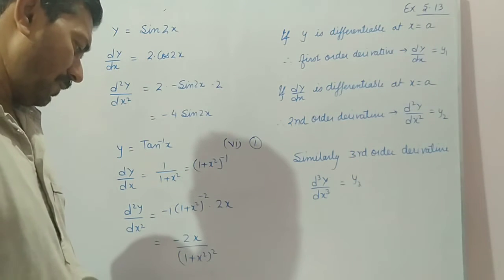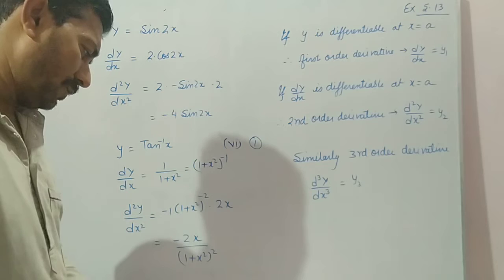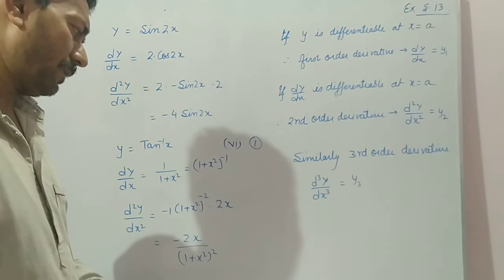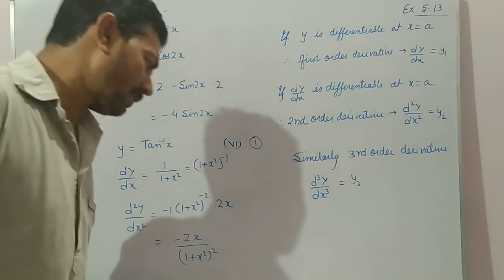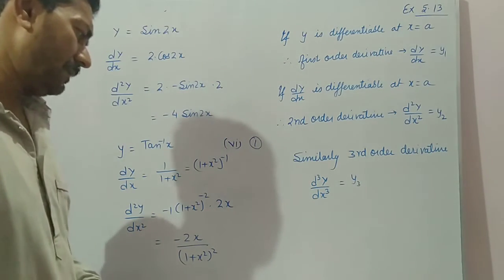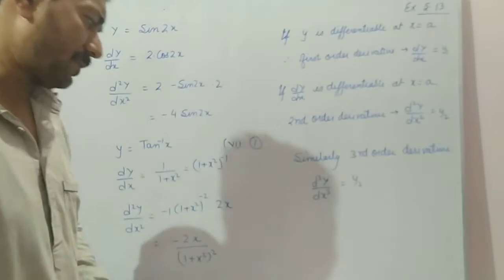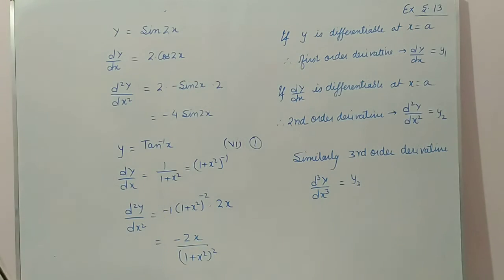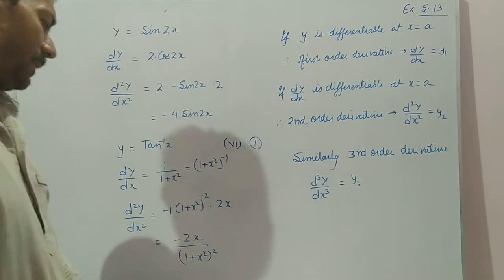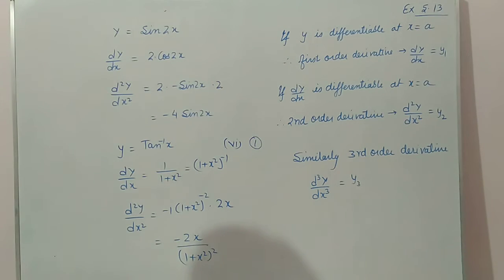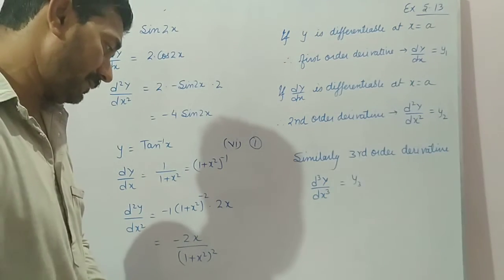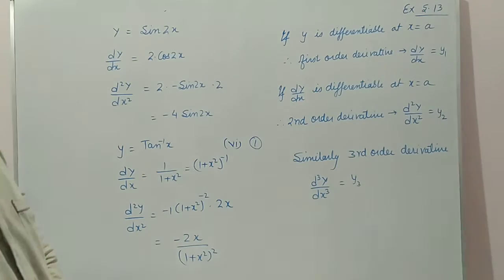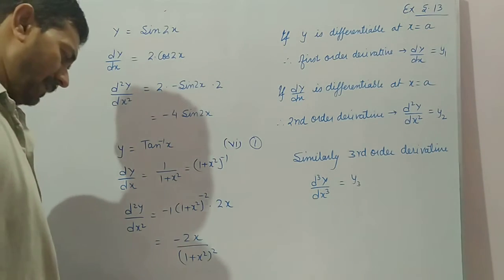So question number 1, question number 2, question number 3 will be homework. That is quite simple, we only have to differentiate. Question number 4 you can also take as homework. 1, 2, 3, 4, just for practice. We will start from question number 5. Up till question number 4 from exercise 5.13, practice at home. That is simple, we have to differentiate 2 times. Okay. Next.